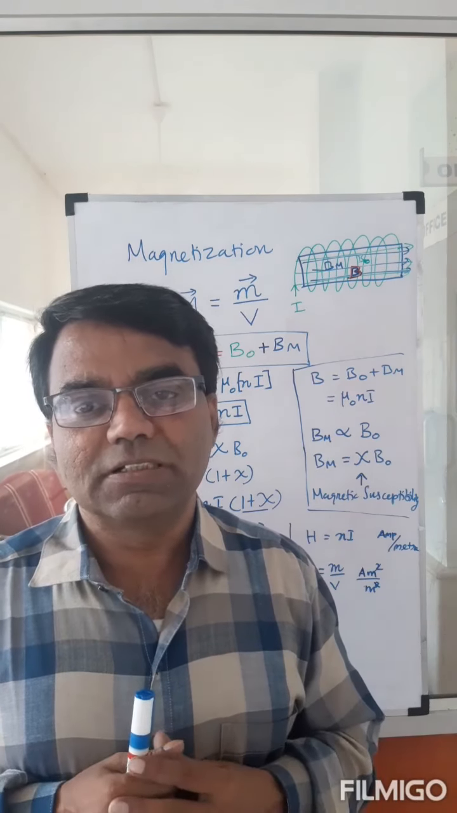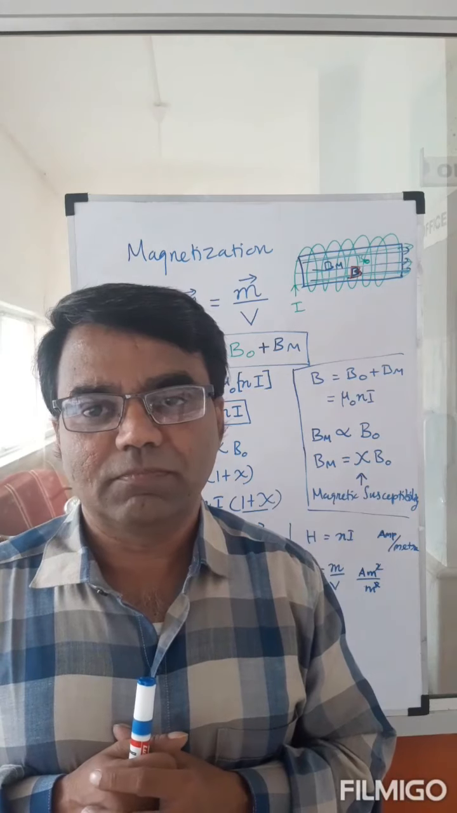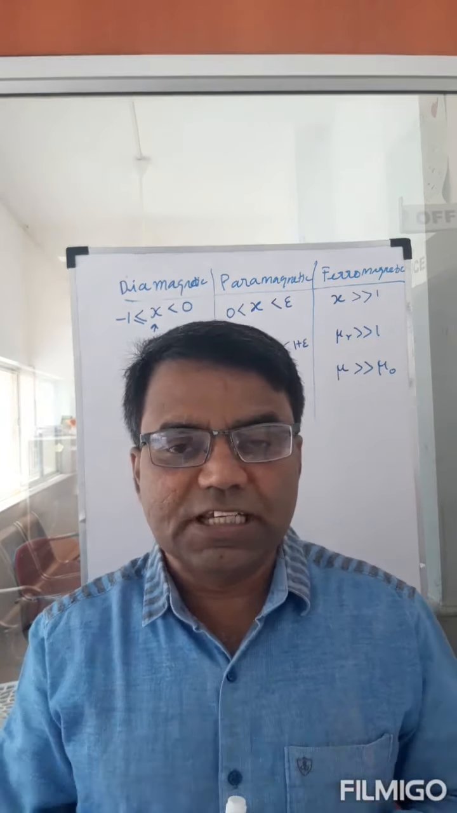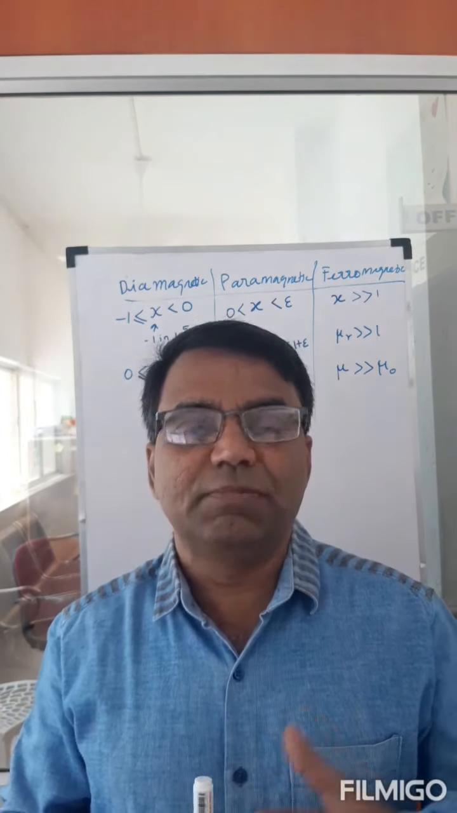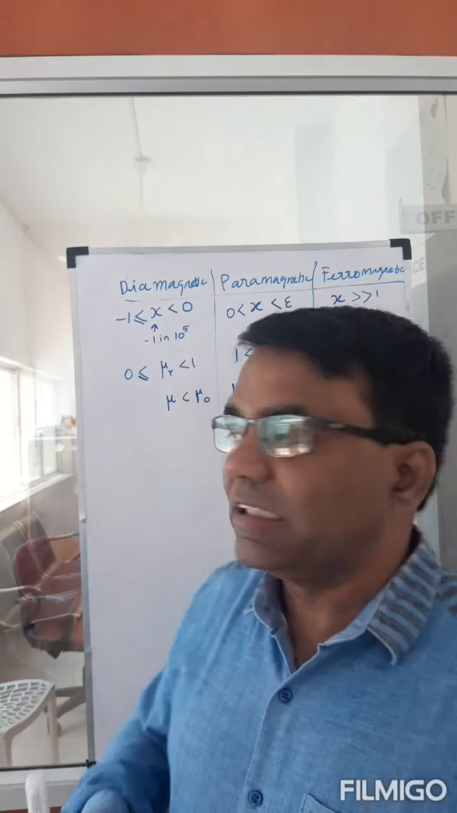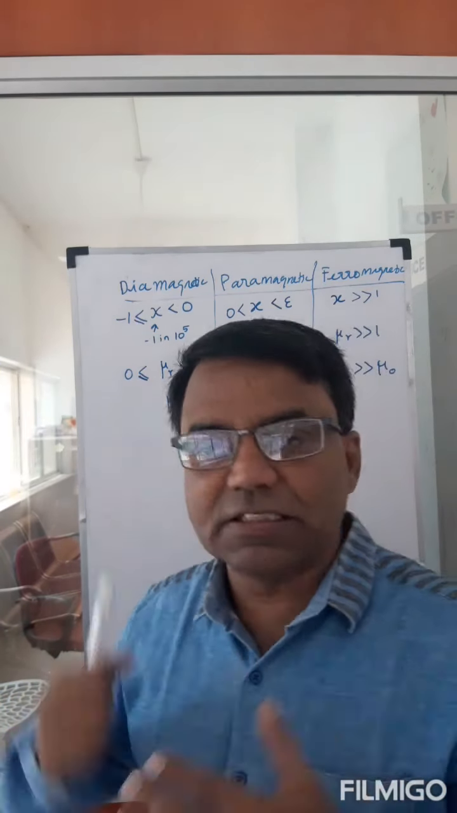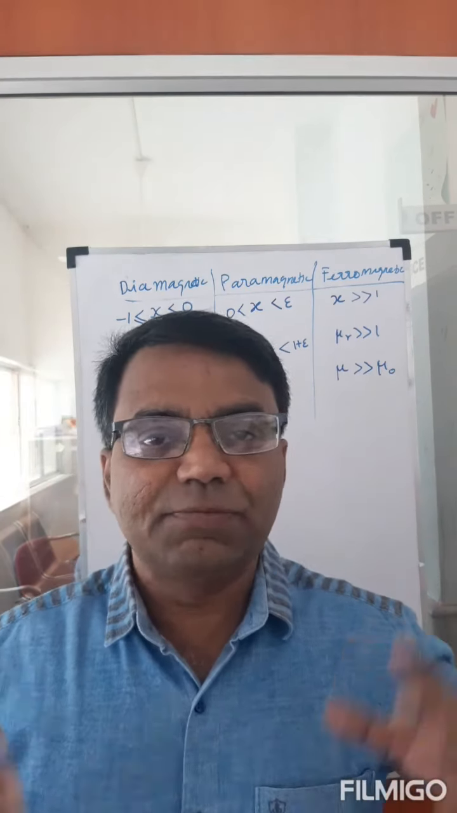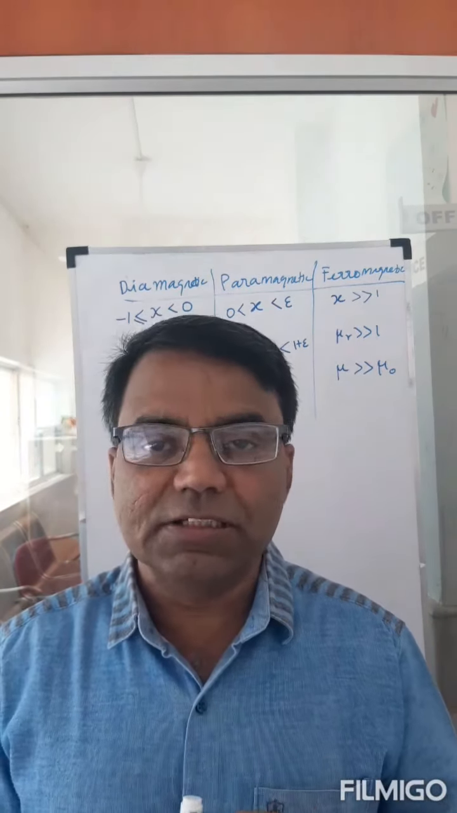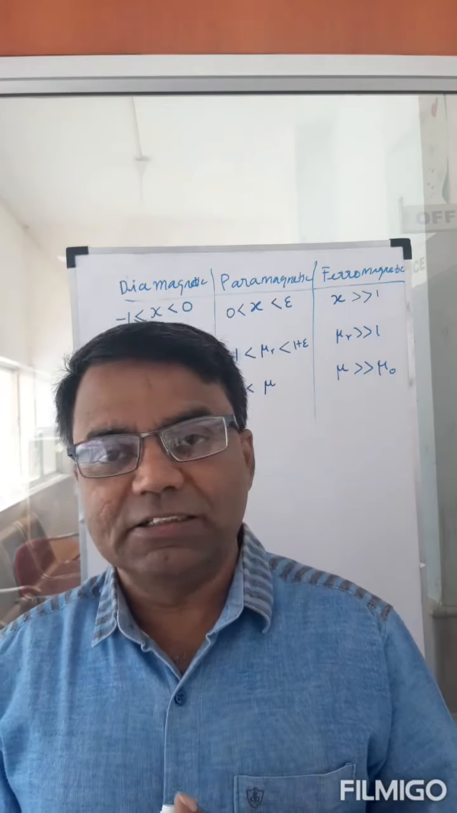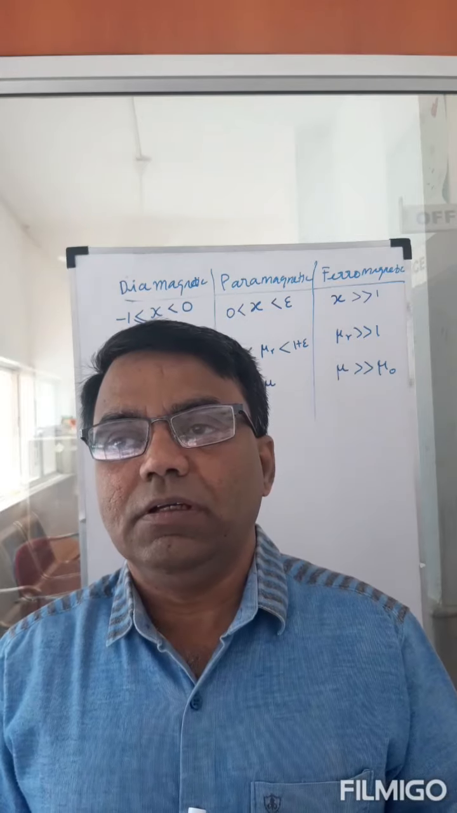So those are the materials that we will talk about next. There is a table given in your book, table 5.3, and that is what has been reproduced here. I'm going to explain the table to you now. We said there are basically three types of materials: diamagnetic, paramagnetic, and ferromagnetic materials.